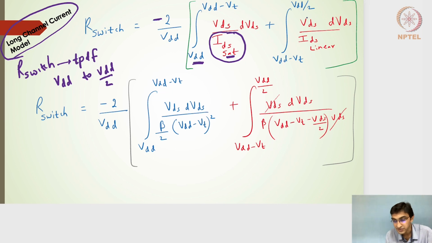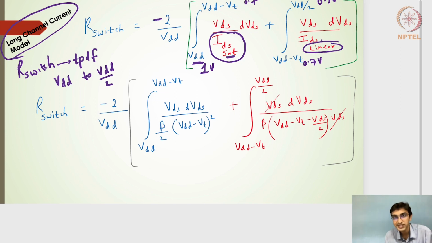And when it is VDD minus VT to VDD by 2, the last time also we had seen from 1 volt to 0.7 volts, it will be in saturation region. And then from 0.7 volts to 0.5 volts, it will be in the linear region. So we will have separate current expressions. So that's why we'll have to separate the integrals. Separating the integrals, we can easily write the expressions here, beta by 2 into VDD minus VT the whole square. And then in the linear region, the current will be beta multiplied by VDD minus VT minus VDS by 2 into VDS. So this VDS and this VDS get cancelled.